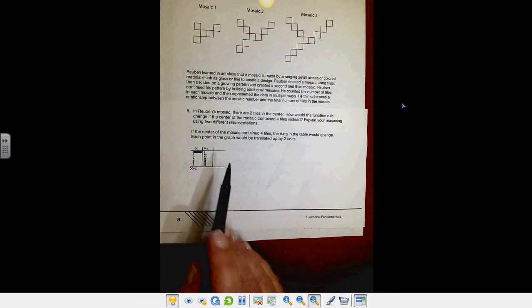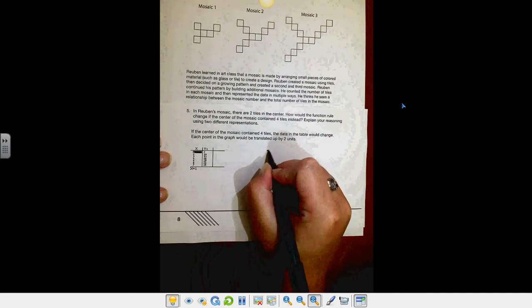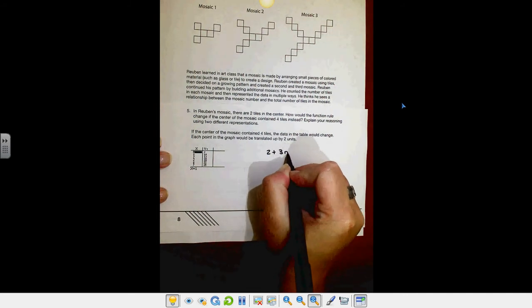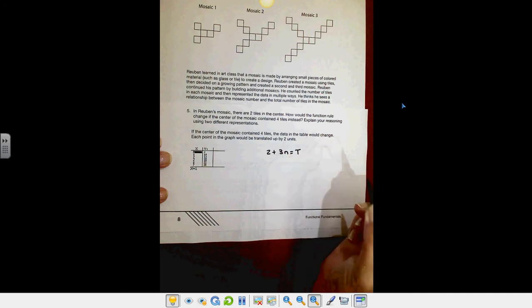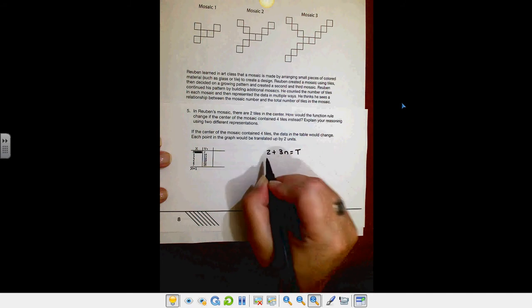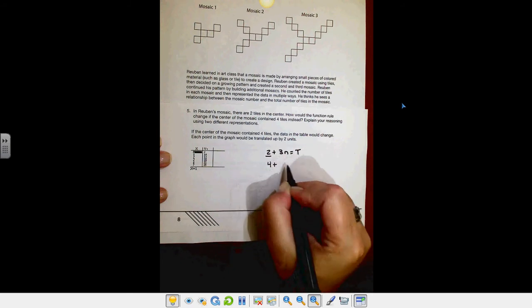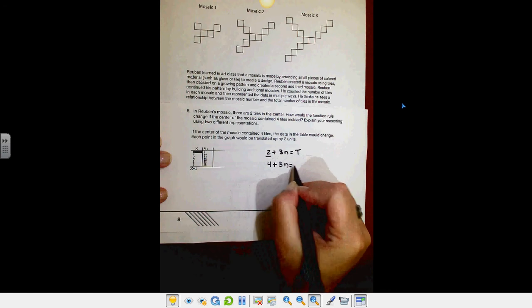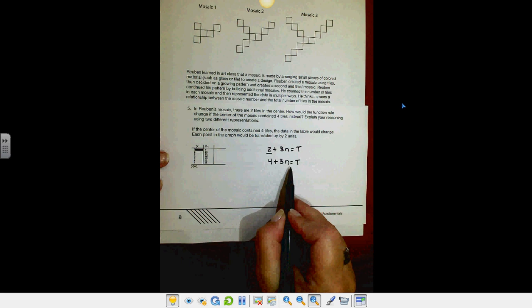Another way you could explain it is that you have the function rule 2 plus 3n equals t, the number of tiles. If we change the 2 center tiles to 4, it is going to change our expression also to 4 plus 3n equals t.